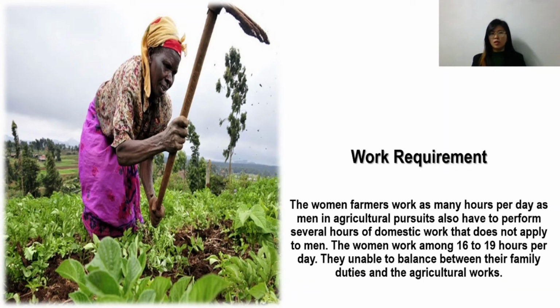Most of the women work as many hours per day as men in agricultural pursuits, but also have to perform several hours of domestic work, which does not apply to men. Women work during the day and reach 16 to 19 hours per day, which leaves very minimal time for rest and preparing for another job. The female farmers are totally unable to properly balance their family duties and the agricultural work, and the limitation affects a woman's capability to take care of their children.